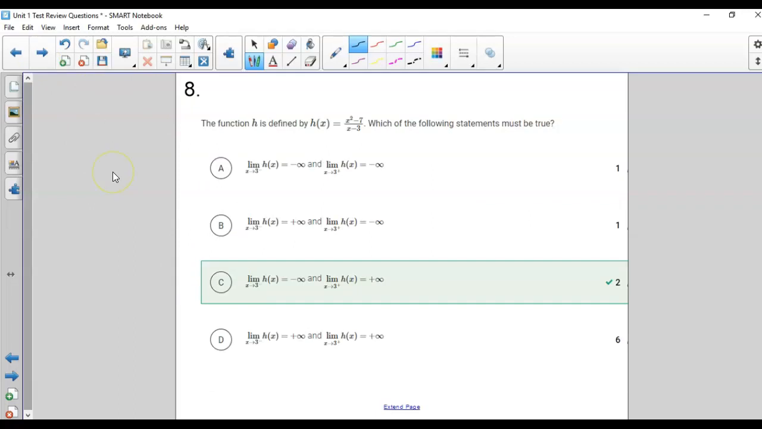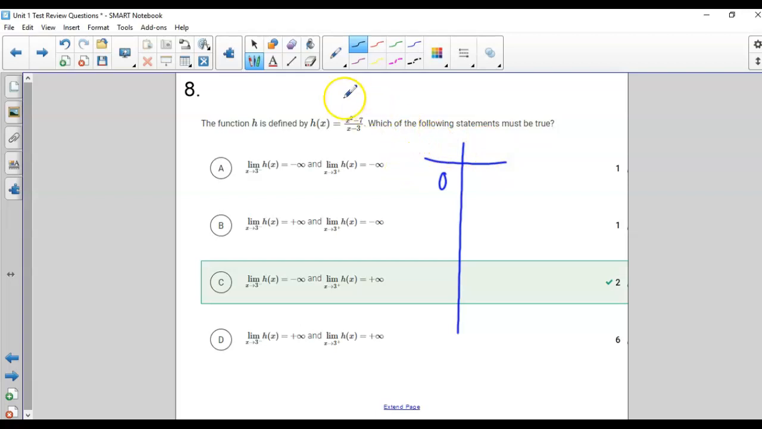Okay. For number 8, the function h is defined by h of x equals x squared minus 7 over x minus 3. Which of the following statements must be true? So whenever we look at what we've got here, we can see all of these are looking at the limits at 3 from the left and the right, and we have infinite limits here. So we're going to have to make a chart on this one. So if we're going to approach 3 from the left like we see right here, then 3 from the left we could use values like 0, 1, 2, 3.